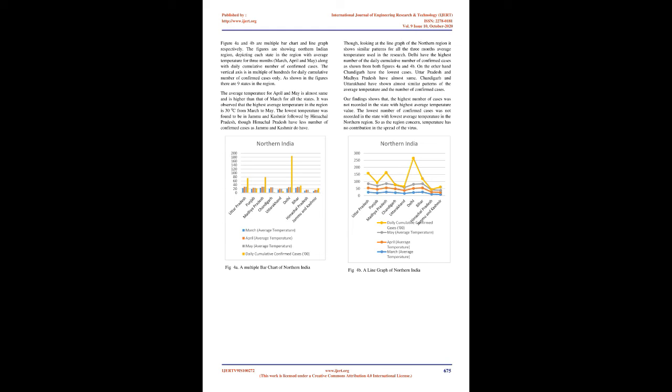The figures show the northern Indian region, depicting each state in the region with average temperature for 3 months, March, April, and May, along with the daily cumulative number of confirmed cases. The vertical axis is in multiples of hundreds for the daily cumulative number of confirmed cases only. As shown in the figures, there are 9 states in the region.